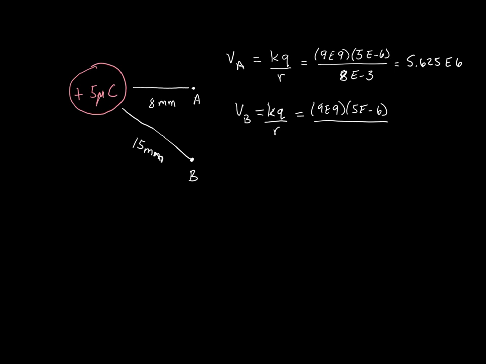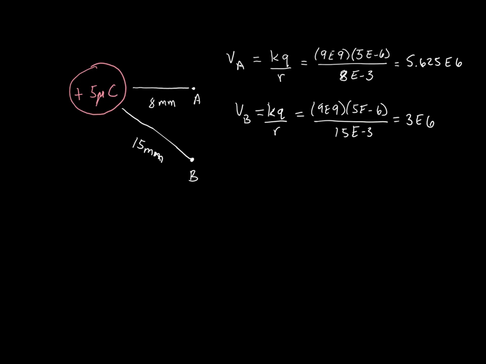Okay, so that's 15E negative 3. I'm giving myself easier numbers to deal with. So that's going to be 3E to the positive 6. Assuming I did this right. Yep, I did that right. Okay.